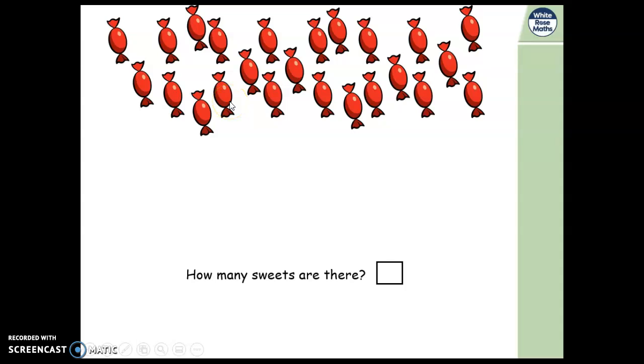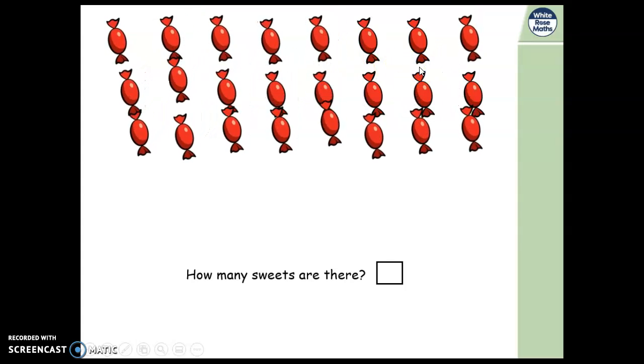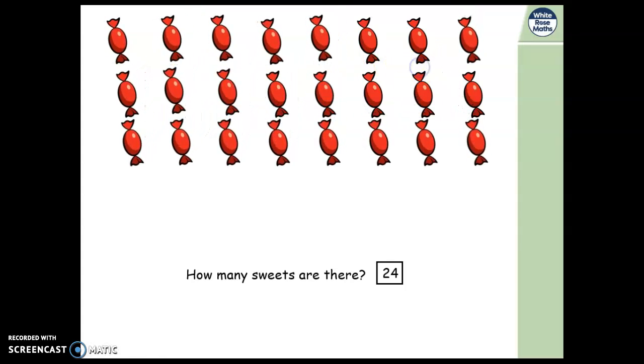How many sweets are there? Now, we could count these very quickly. We could think about counting in 2. So 2, 4, 6, 8, 10, 12, 14, 16, 18, 20, 22, 24. So I know that there are 24 sweets.